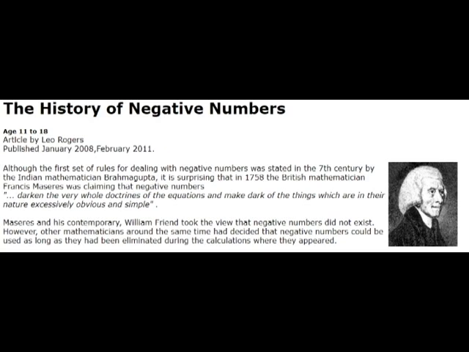The first set of rules for negative numbers were developed in the 7th century. Over 1,000 years later, mathematician Francis Maseres claimed that negative numbers darken the very whole doctrines of the equations and make dark of the things which are in their nature excessively obvious and simple. Negative numbers were not received well. It took about a century after that for negative numbers to become a standard used by mathematicians.